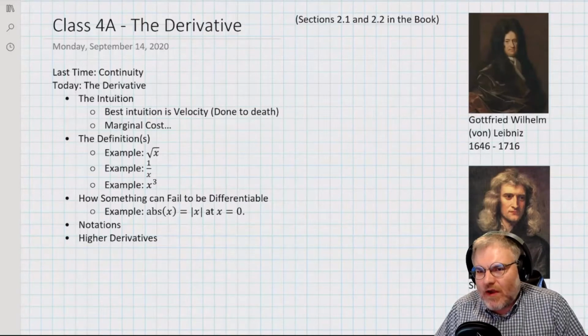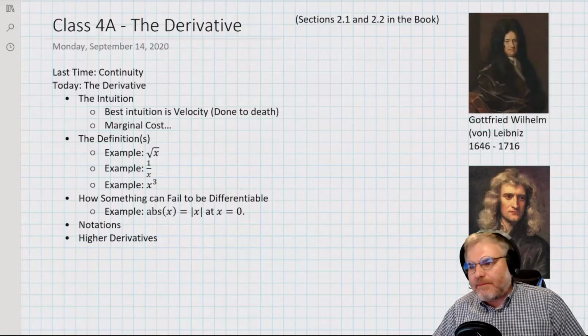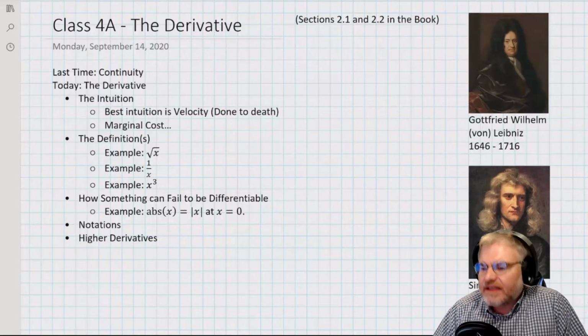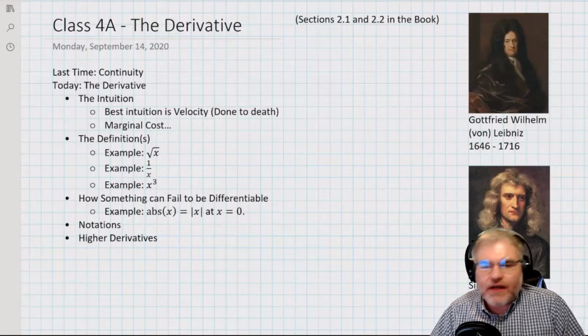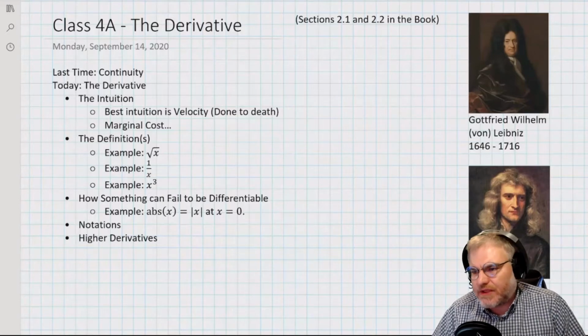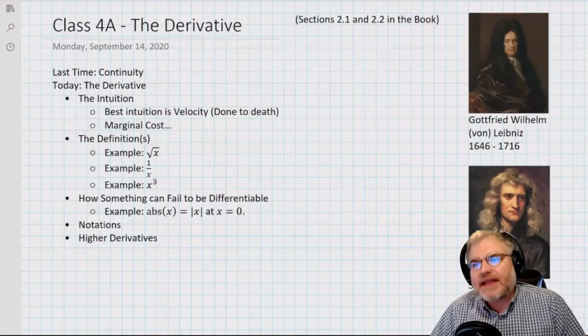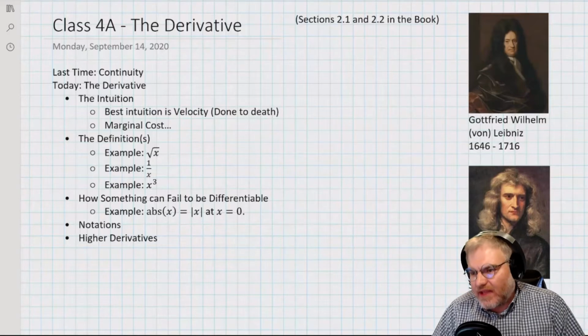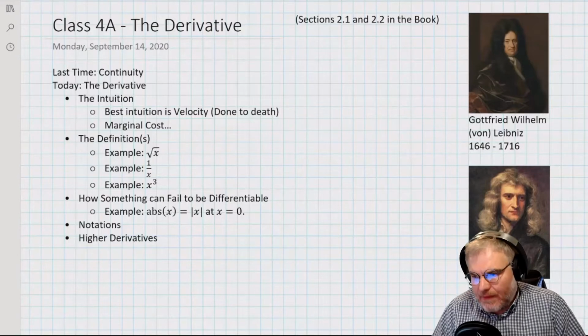Today, of course, we're going to be talking about the derivative. We've already done this a couple times. In peer leading, you had a packet that talked about velocity. Today, you've got another packet that talks about velocity and all of those things. That's the best intuition for the derivative. It's kind of the original application. But it's done to death, right? We've done it. If it's the only kind of example of intuition that you get, that's the one you get.